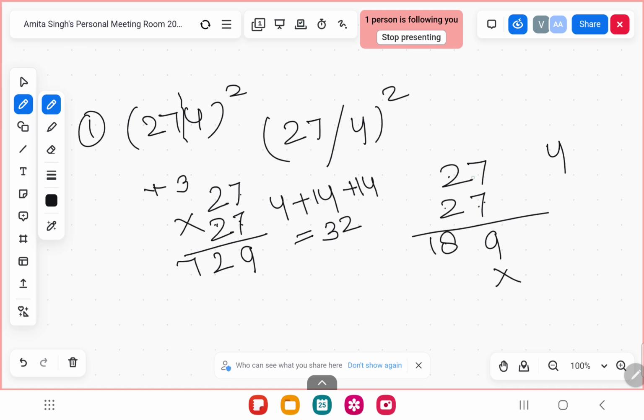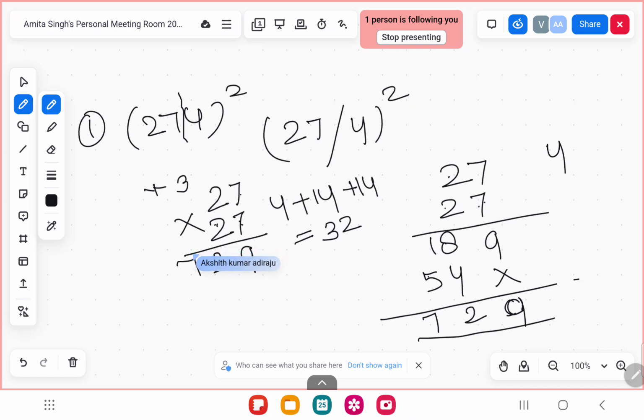Now cross. 2 sevens are 14, carried 1. 2 twos are 4 plus 1, 5. So 9. 8 plus 4 is 12, 1 carried. 5 plus 1 is 6, 6 plus 1 is 7. So we got the same thing: 729.